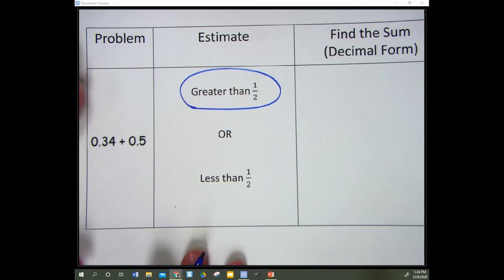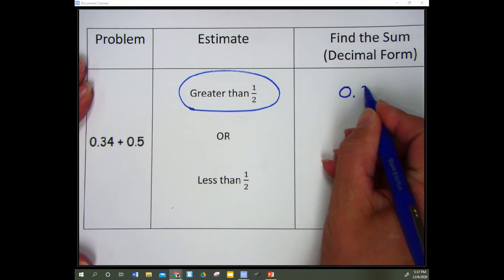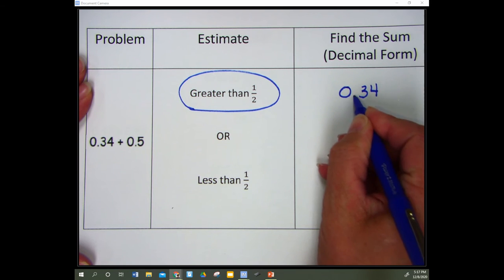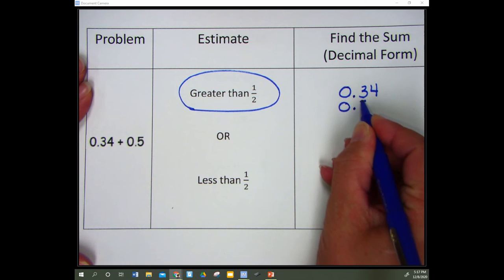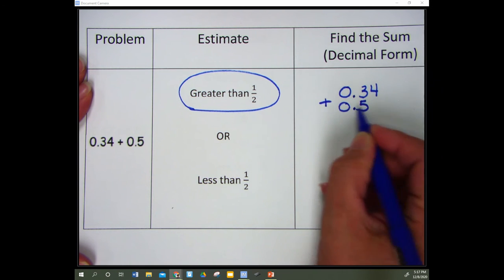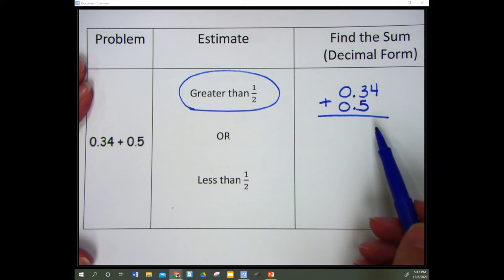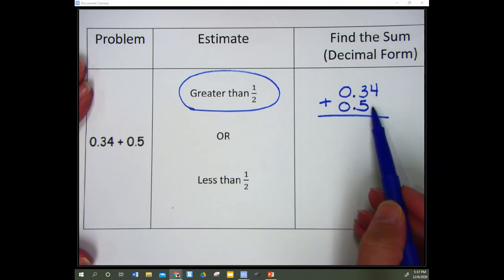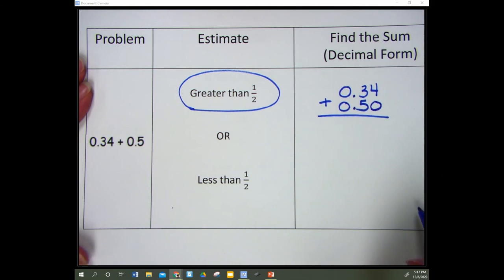When you add decimals, remember the most important part is to recopy the decimals vertically so your decimal points are lined up. In other words, those decimal points are stacked right on top of each other. Now I'm ready to add. For addition, I could place a 0 in the hundredths column to the right of my 5 tenths. That wouldn't change the value, so I think I'll do that.